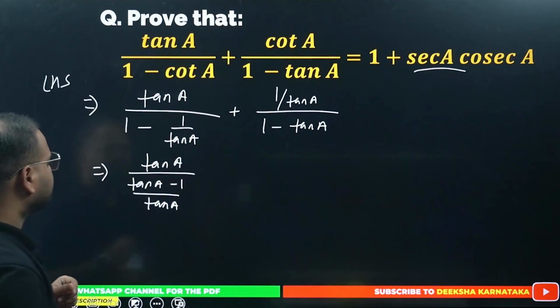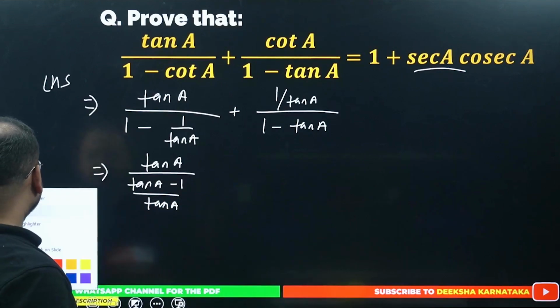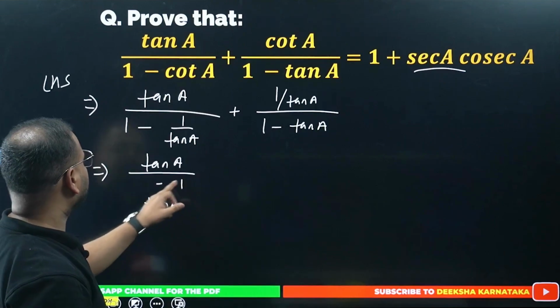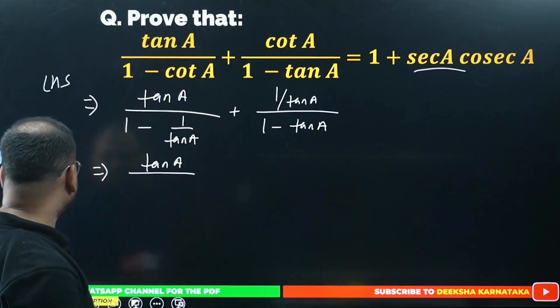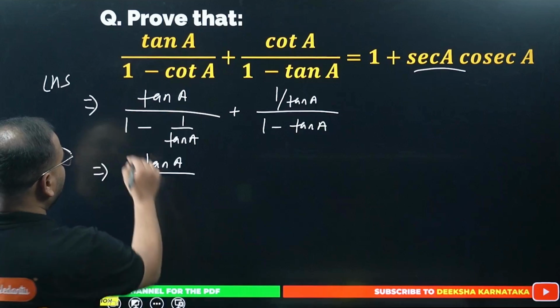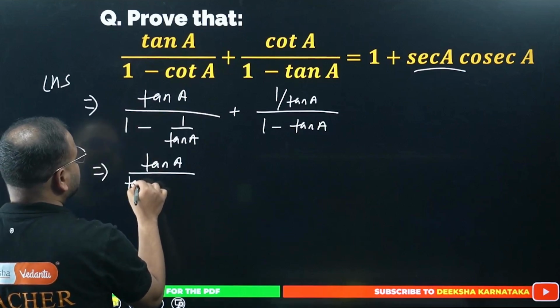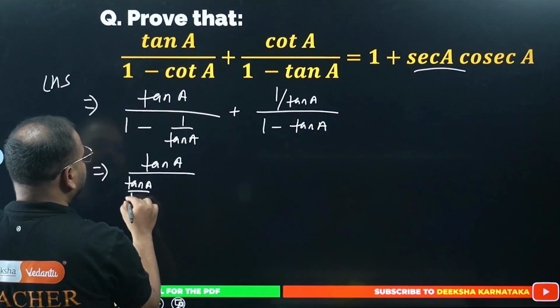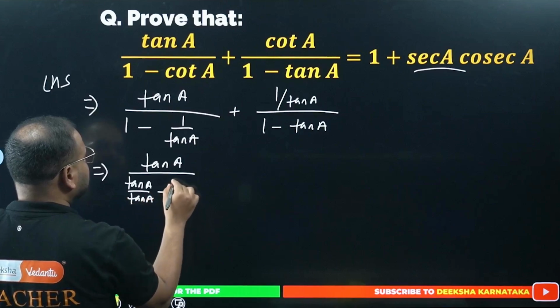Have I written too many steps? Let's simplify. One more step I will write as an extension for this. I can write 1 as tan A by tan A. Now it makes sense to you.